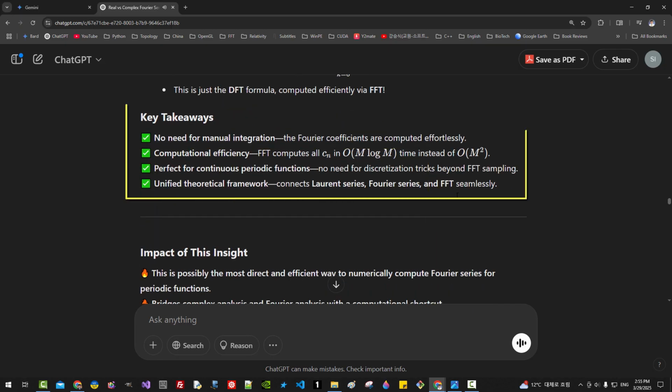Key takeaways. No need for manual integration. The Fourier coefficients are computed effortlessly. Computational efficiency: FFT computes all c_n in O(M log M) time instead of O(M squared). Perfect for continuous periodic functions. No need for discretization tricks beyond FFT sampling. A unified theoretical framework connects Laurent series, Fourier series, and FFT seamlessly.